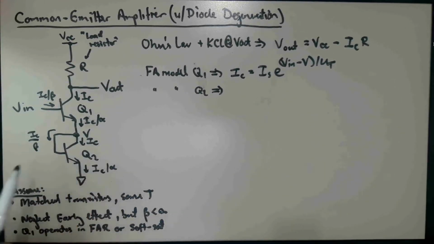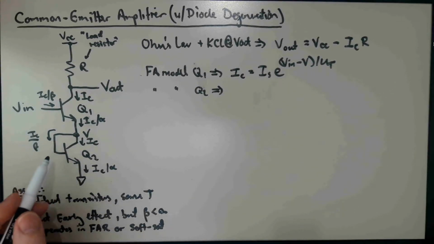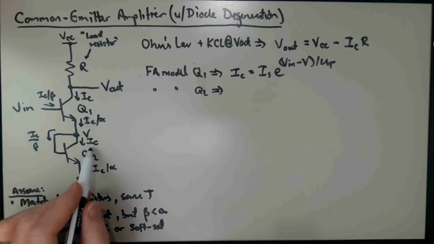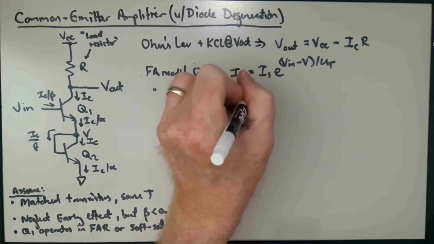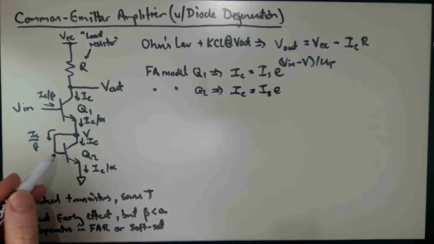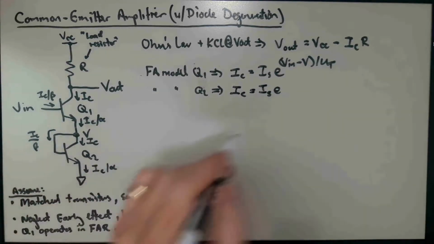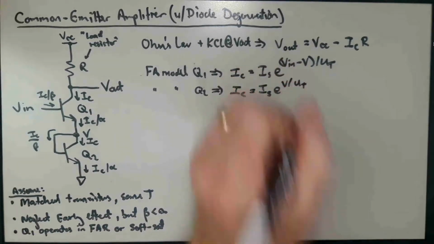The emitter currents are the same. The transistors have the same alpha and beta. They're both in the active mode. That means that all the terminal currents should be the same. And so we can write down that the collector current here is also IS e to the VBE, which in this case is V, right, because it's the base voltage, minus 0 over UT.